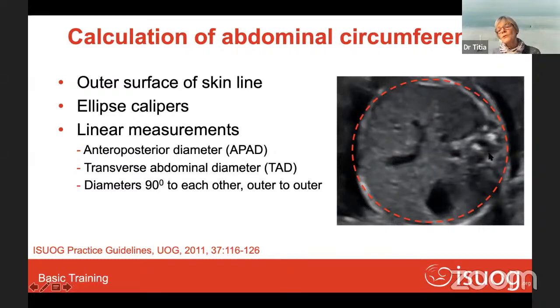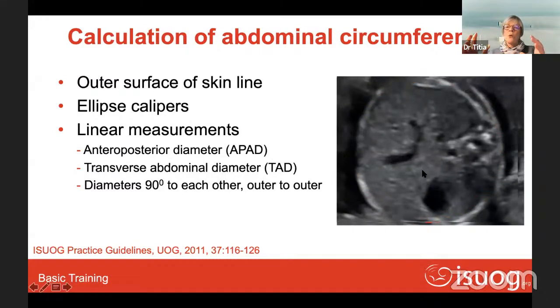Most ultrasound machines have an opportunity to make an ellipse. And to make an ellipse, you put your arrow right up here and right below here, where you would see the rim of the tummy. And then you can make the ellipse go wide.